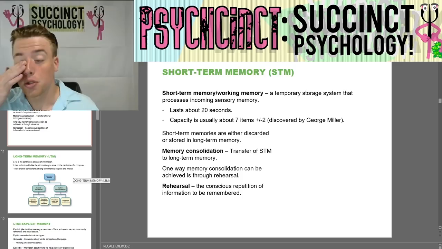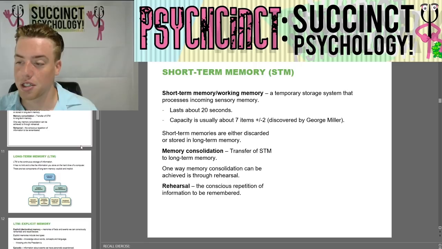Now, memory consolidation is the transfer of short-term memory to long-term memory, and one way memory consolidation can be achieved is through rehearsal. Now, rehearsal is the conscious repetition of information to be remembered. So you need to rehearse.